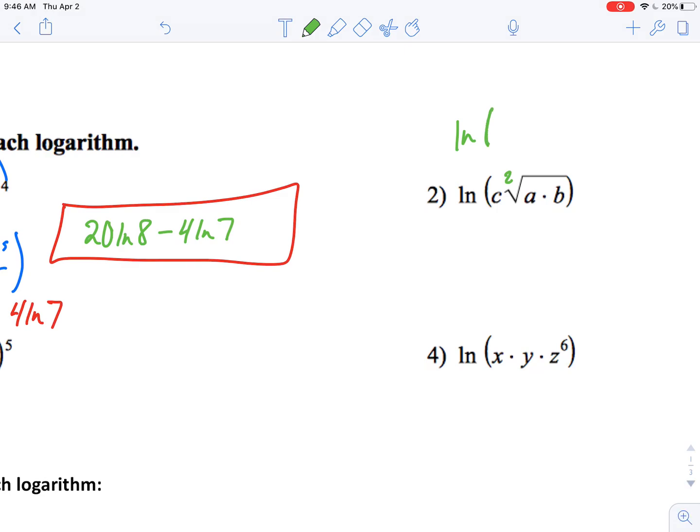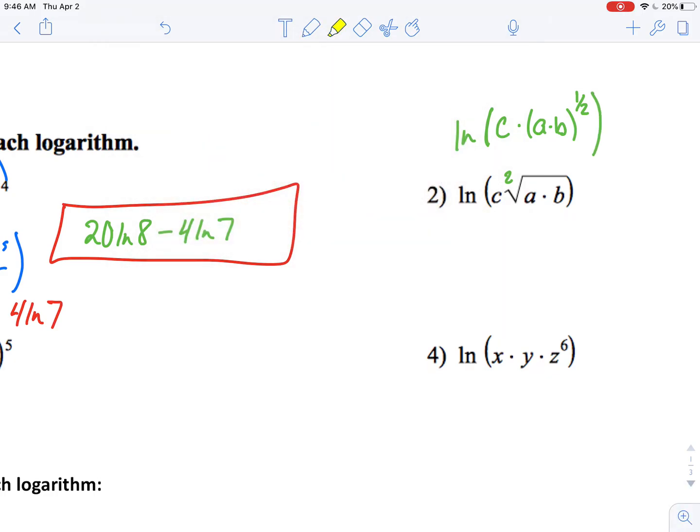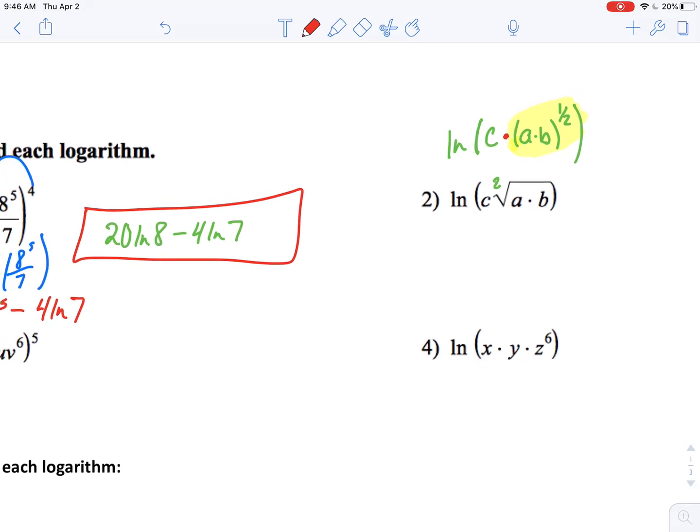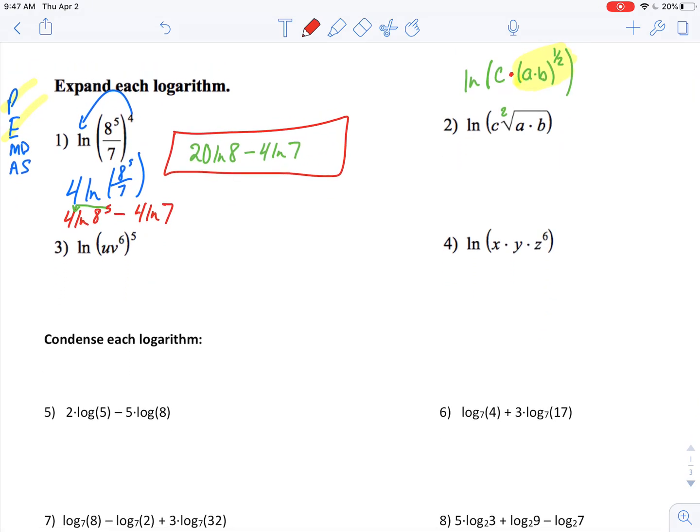And let's look at number 2. I'm just going to rewrite this. This is a square root. So if I wanted to write natural log of c times a times b to some power, well, what fraction power is the square root? I can write that as the 1/2 power. And now this will just be a similar setup. So I'm going to leave this alone. This is going to be its own thing. I'm not going to separate anything in there.